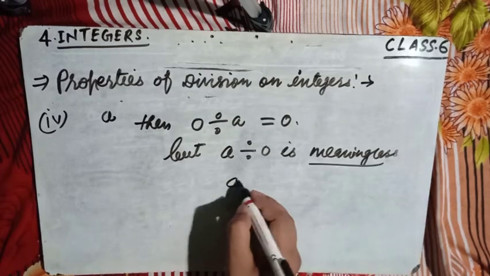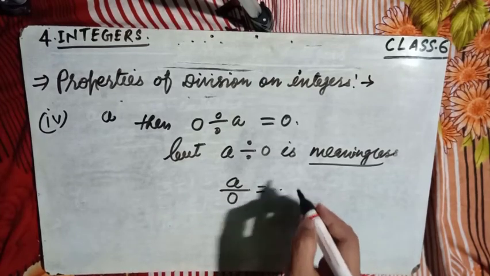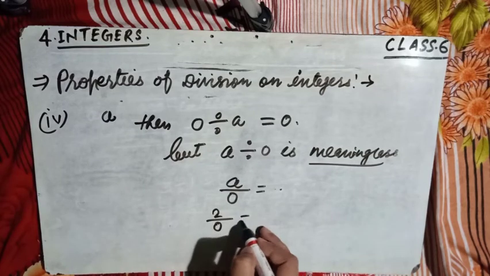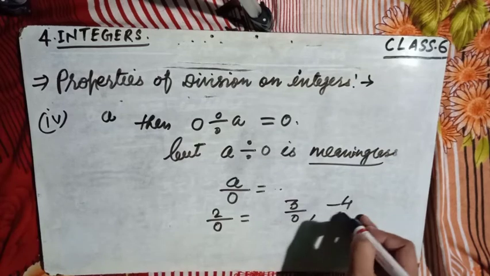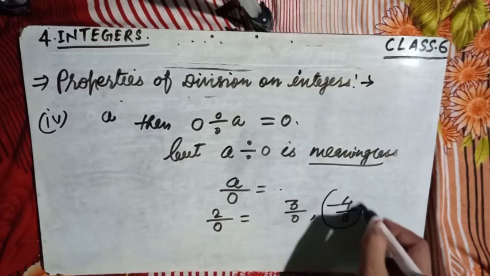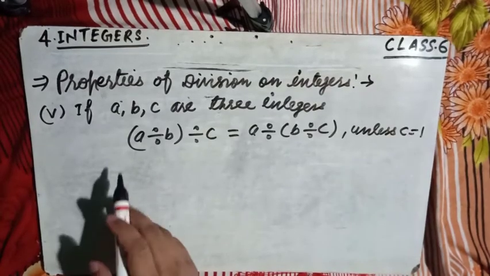Okay, that means a divided by 0 is meaningless, indeterminate. For example, 2 divided by 0 is meaningless, 3 divided by 0 is meaningless, minus 4 divided by 0 is meaningless. This is illegal, this is indeterminate, there is no value. I hope you will understand. Now friends, have a look.